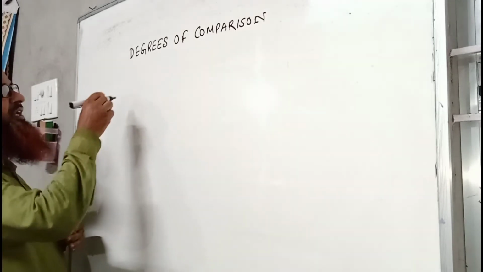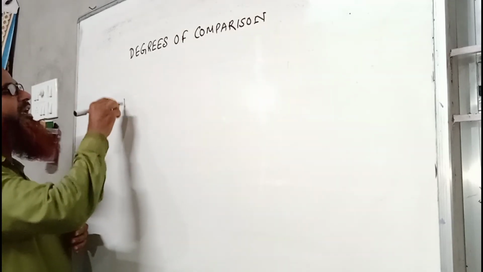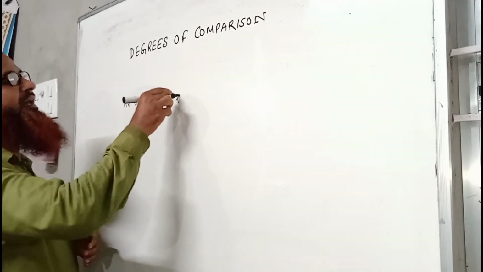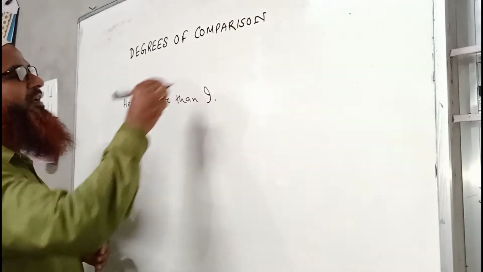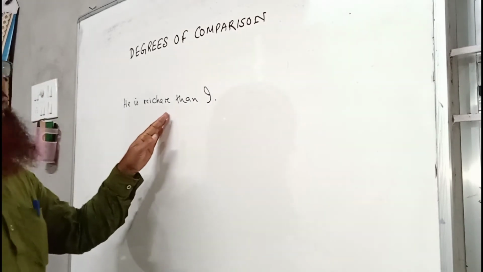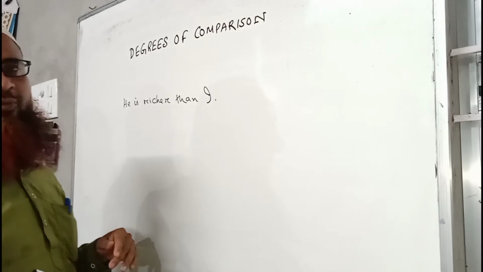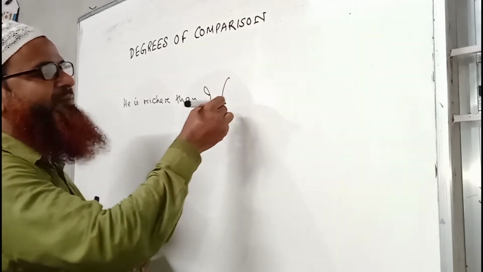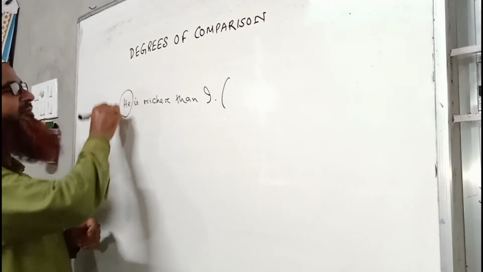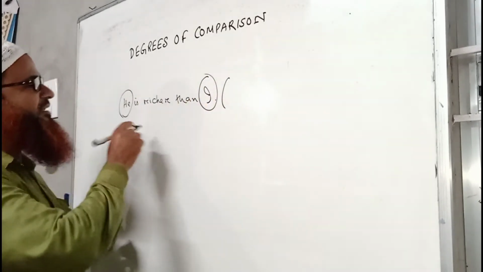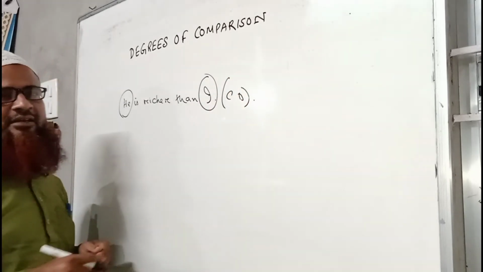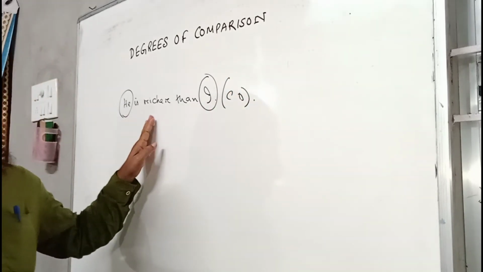we can mention here that he is richer than I. So this is a sentence which is in comparative degree. We can change it into positive only, but not to superlative, because the comparison here is limited between these two subjects, he and I. So it is CD, that is comparative degree. Again, we can change it into positive.